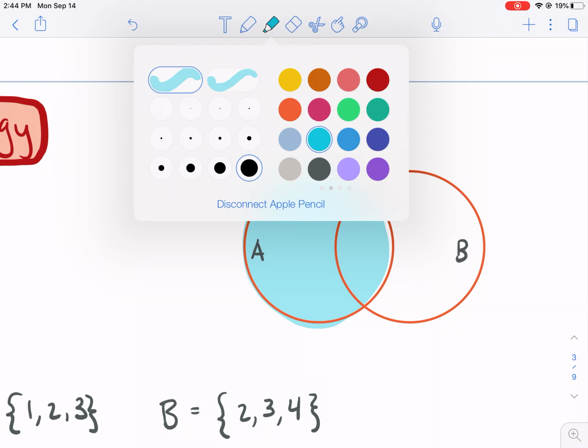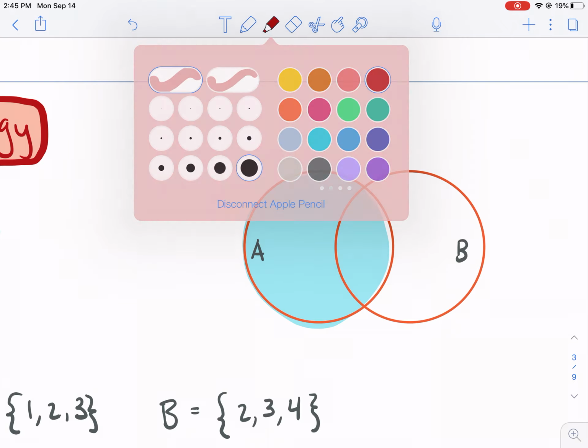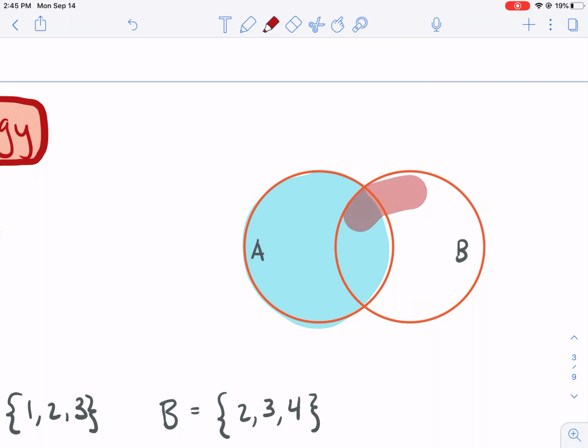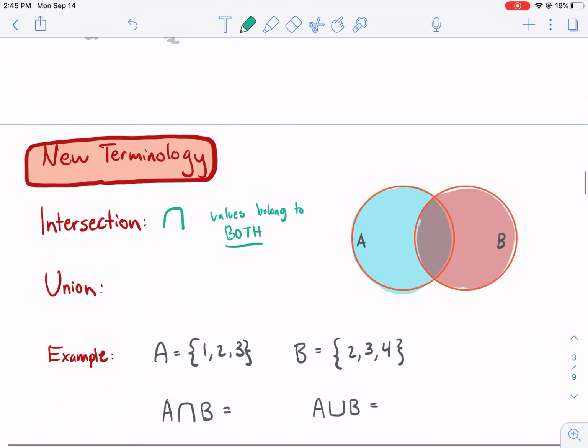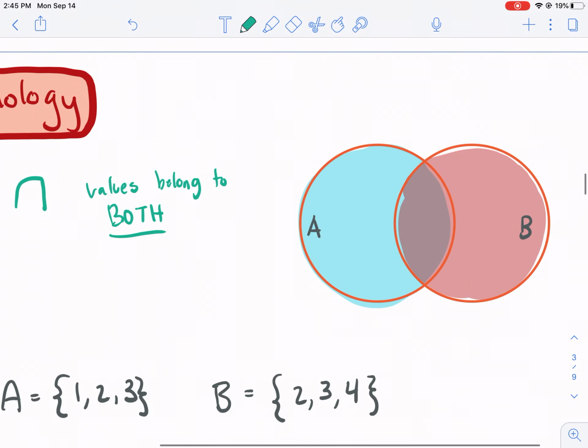And then let's make it this dark red color, and this is set B. B is anywhere there's red. So that is our group B. Now, intersection, what does that mean? Intersection is where the values belong to both sets. It belongs to both A and B. So this would be our intersection right here.